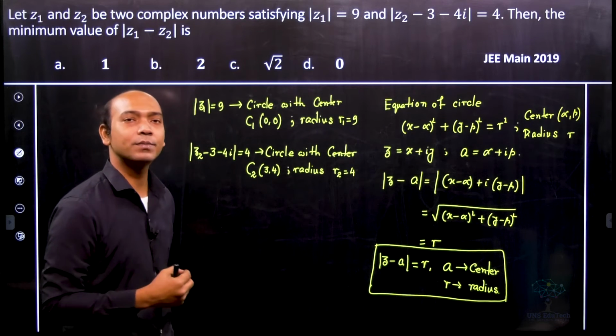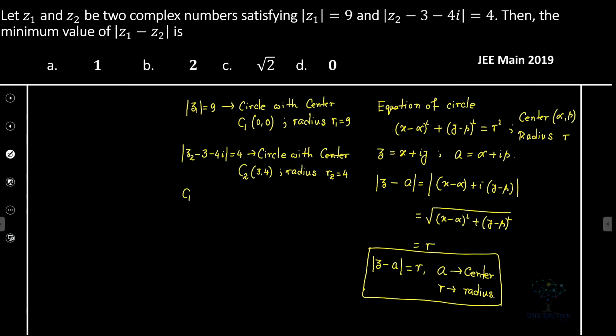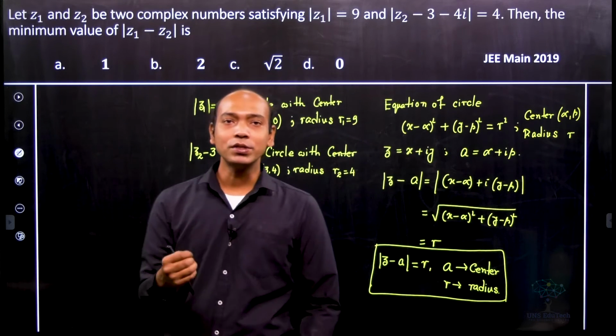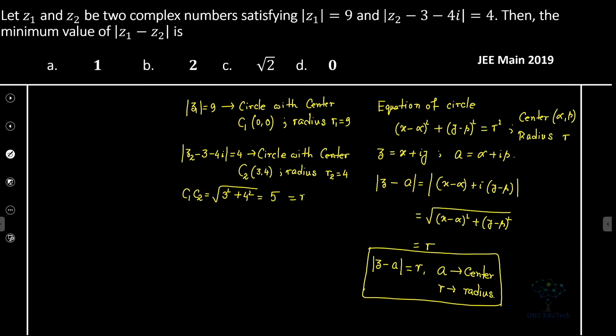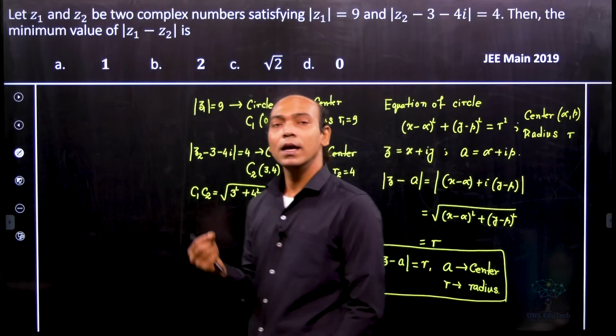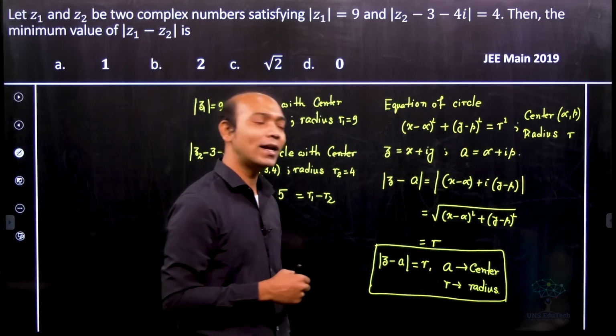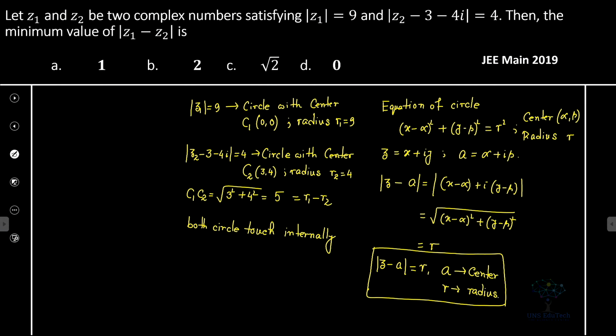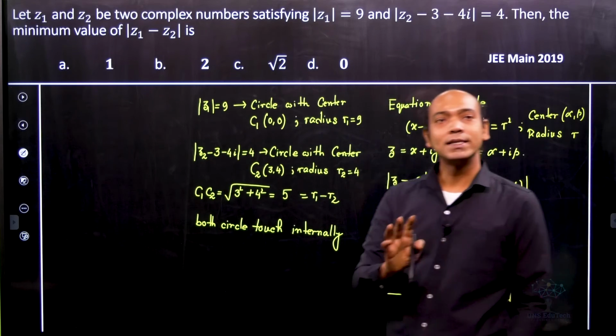Let us find the distance between C1 and C2. C1C2 is the square root of 3 square plus 4 square, that is 9 plus 16 is 25, so 5. So the distance between the two centers is 5, and you can see that it is equal to r1 minus r2. The distance between the two centers of the circles is equal to the difference of the radii. What does that mean? It means that both circles touch internally. So that's the problem, and that ends it.